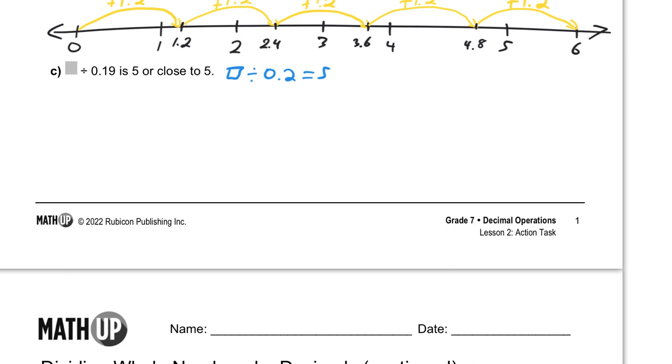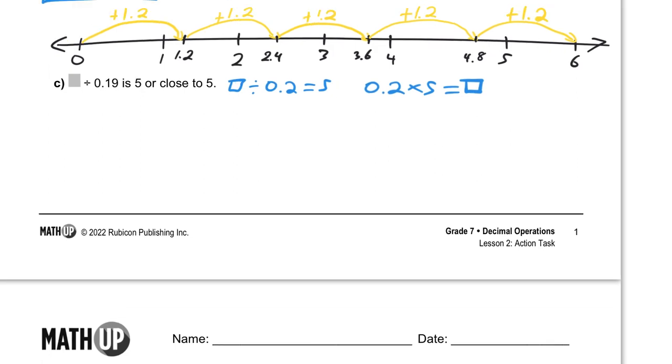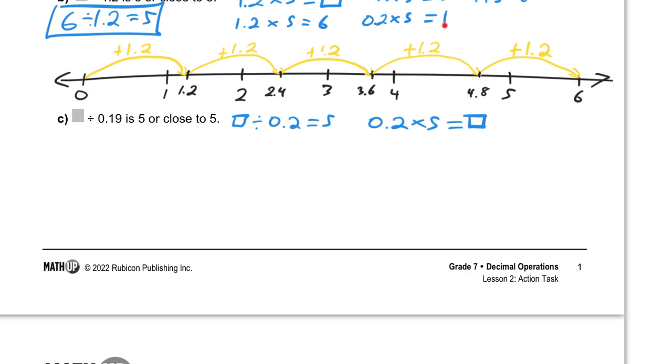Okay? I'm going to change this into a multiplication question. How many times does 0.2 fit into this number? Well, 5 times. So that means 0.2 times 5 will give us this number. Okay, what is 0.2 times 5? Well, we just did it right up here, if you'll remember. 0.2 times 5, that's 1. Okay, so what we should get is, we should get 1 divided by 0.2 is 5. But let's see if that happens.